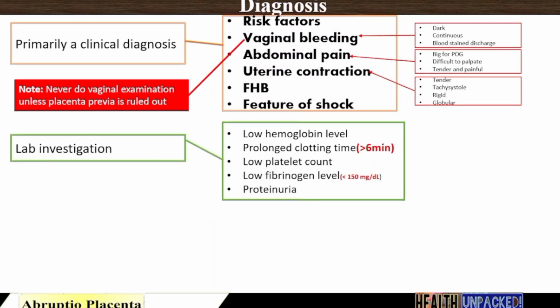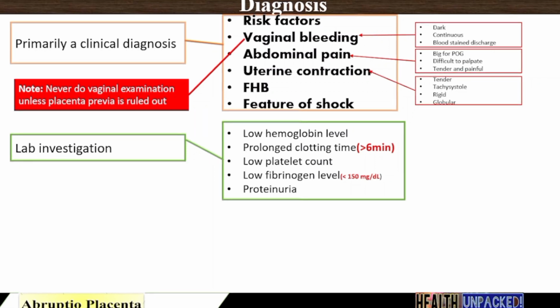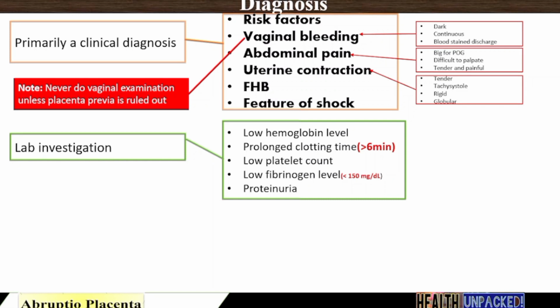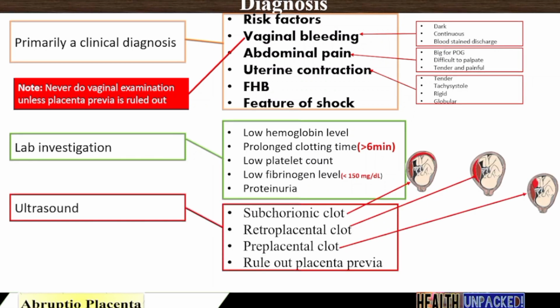Okay, lab investigation. There will be a low hemoglobin level and prolonged clotting time because there's high consumption of clotting factors, usually in concealed bleeding, and a low platelet count, low fibrinogen level, that's usually less than 150 milligram per deciliter, and there will be proteinuria on urine dipstick. So these are some lab findings.